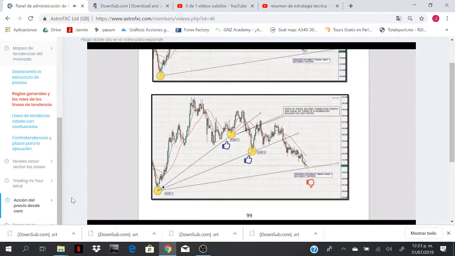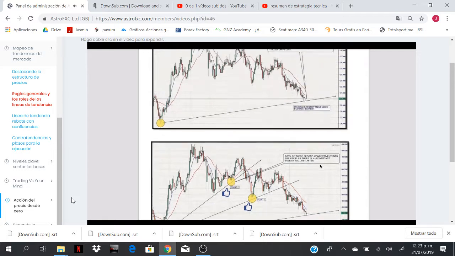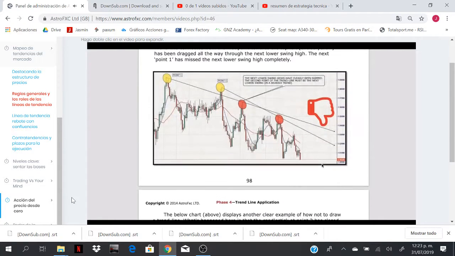So over here we have point 1, point 2, because boom, up move afterwards. Point 1 to point 2, again, up move afterwards. That's a 3-pin formation there as well, if you focus on the wicks. Point 1 to point 2, no go. No go. So just practicing the trend lines correctly.